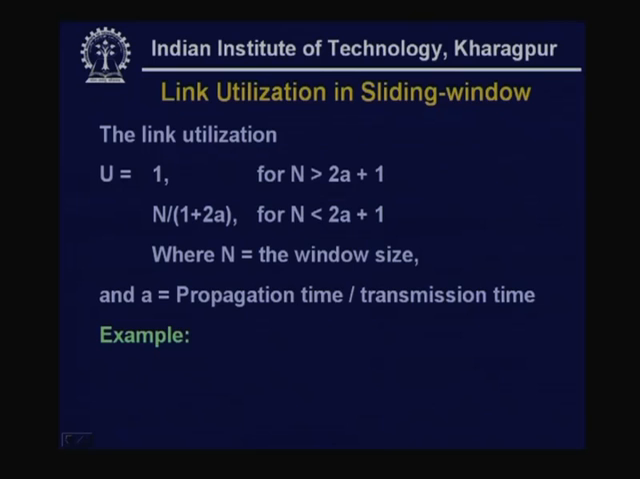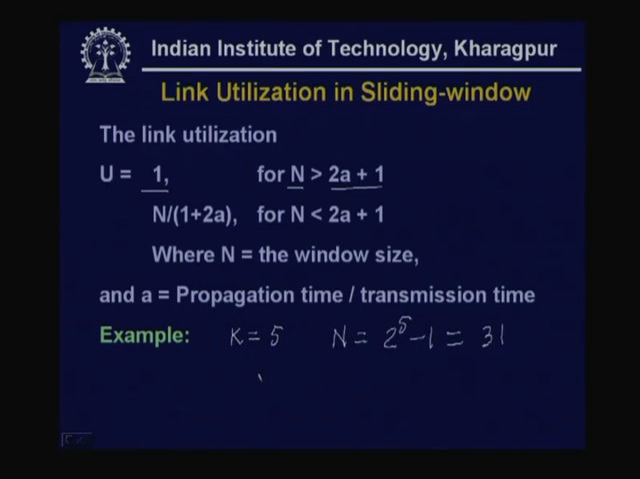Let us see the link utilization in case of sliding window protocol. Here the utilization will be 1 if n is greater than 2a plus 1, where n is the window size and a is the ratio between the propagation time and transmission time. Let us take up an example. Suppose we are using k equal to 5 bits. In such a case, the value of n will be 2 to the power 5 minus 1, that is equal to 31. So this is the window size.